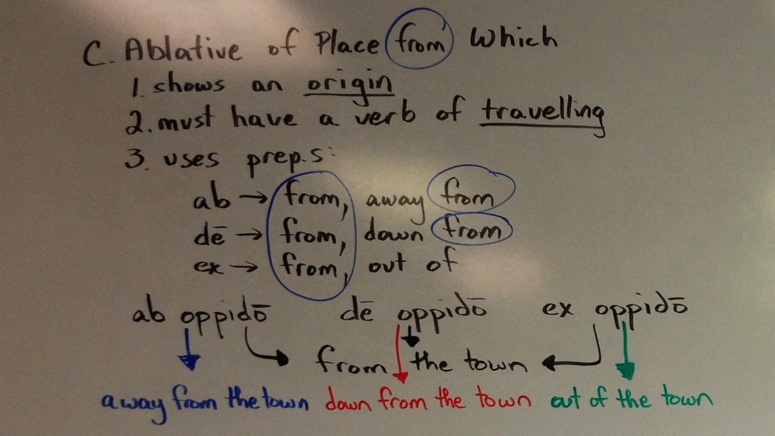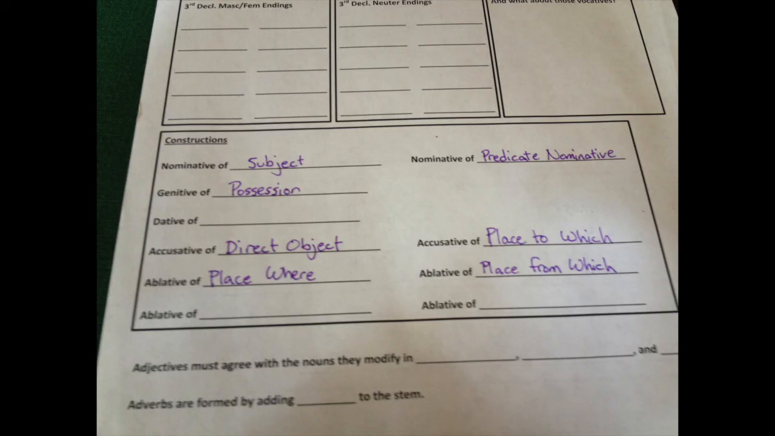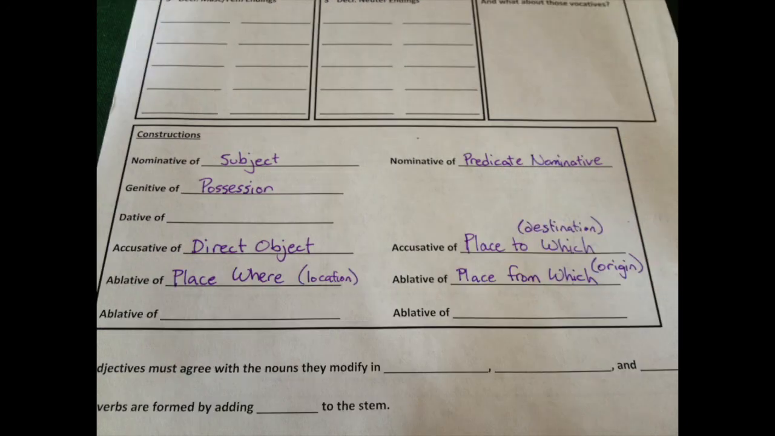Once again, the last thing we'll do in this lesson is we'll get out our best friends and we'll flip to the constructions section on the noun side of our best friends. In it, we'll fill in the ablative of place where, the ablative of place from which, and the accusative of place to which. By each of these, we might even also put a little hint next to them in parentheses: that the accusative of place to which indicates a destination, the ablative of place where indicates a location, and that the ablative of place from which indicates an origin. We'll practice this more the next time we see each other in class.